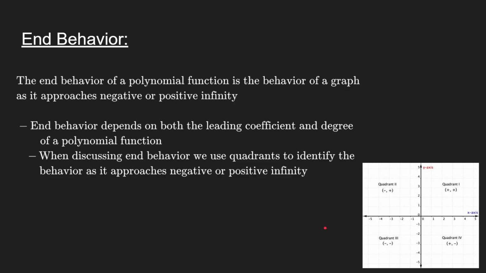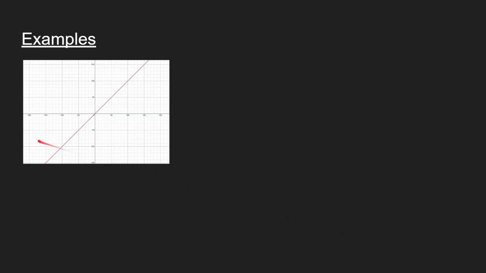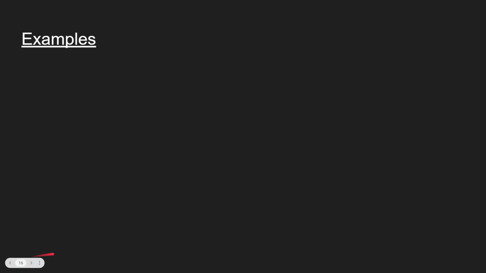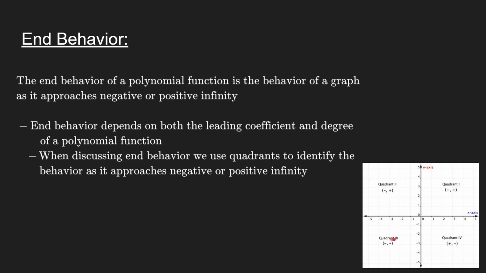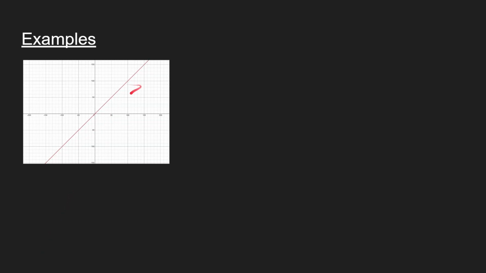So let's move on to some examples. We're given this function here. I don't know if you guys can see that clearly, but it's our normal y is equal to x function. But now we have to figure out the end behavior. When we're talking about end behavior, we want to read it from left to right. We always want to go left to right for end behavior. I'm noticing here it extends all the way down to quadrant 3 over here. If you remember from the previous picture, quadrant 3 is down here. So it goes from quadrant 3 all the way up to quadrant 1.